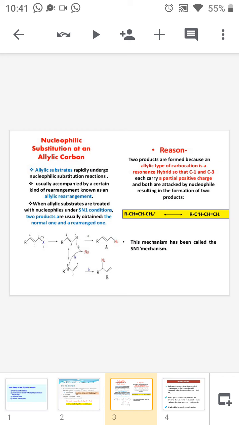In the allylic group, see here the example RCH=CH2 plus. When they eliminate the leaving group X, we will get a primary carbocation. But we know that the primary carbocation is unstable, so it undergoes rearrangement and produces the secondary carbocation. Okay, now if rearrangement is possible in any substrate, it undergoes the rearrangement and forms the more stable carbocation.